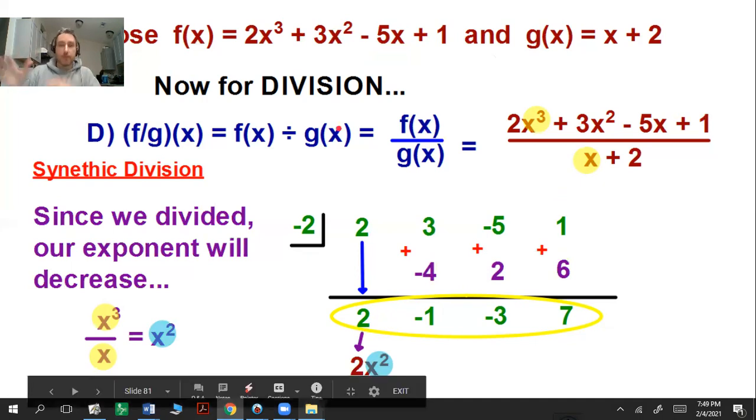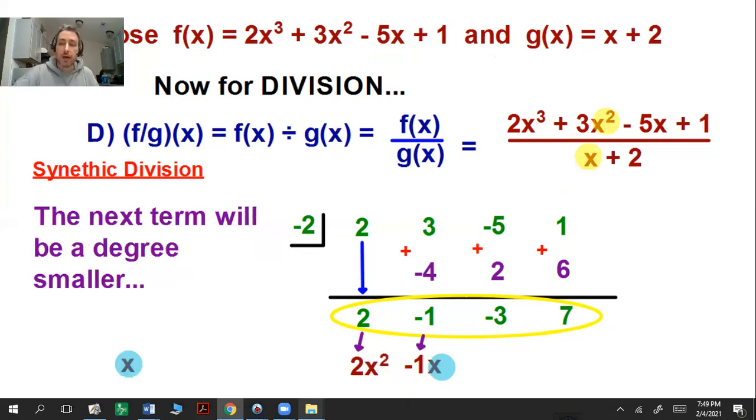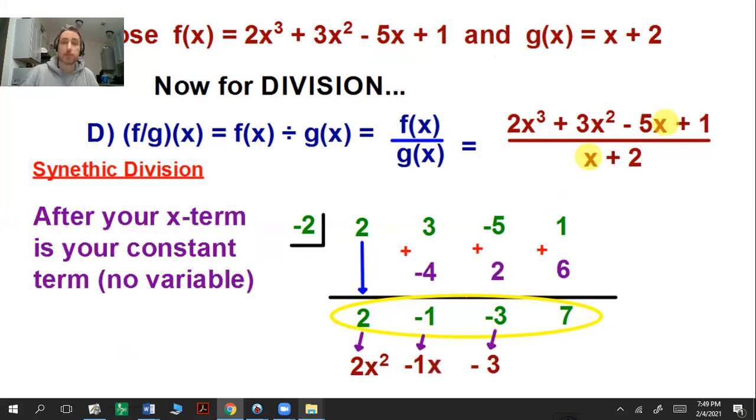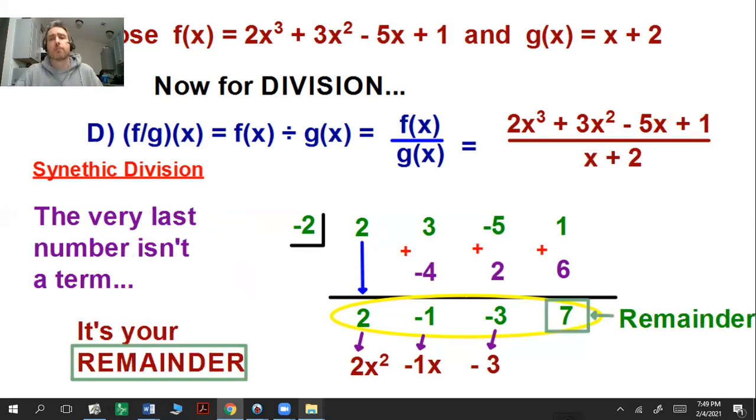All right, so if you keep going down, then the -1 is going to have an x. And there's nothing below an x, so the -3 is a -3. So your expression is 2x squared minus 1x, or minus x minus 3. But then you have this other number hanging out. Now that number, it's not a term, it's a remainder. When you divide, a lot of times you have leftover, you have remainders. That's the 7, that's what that is.